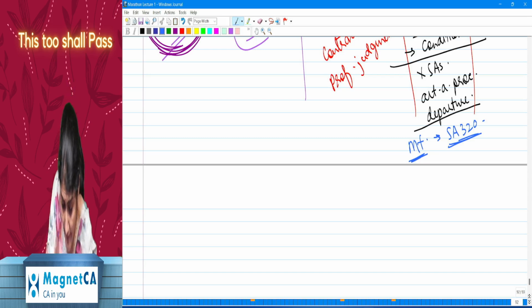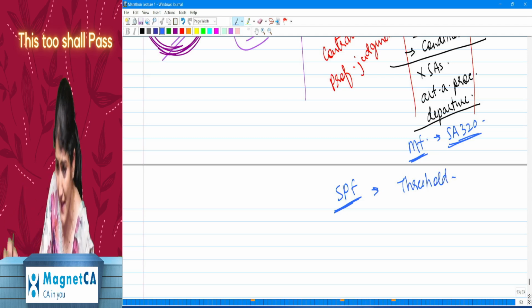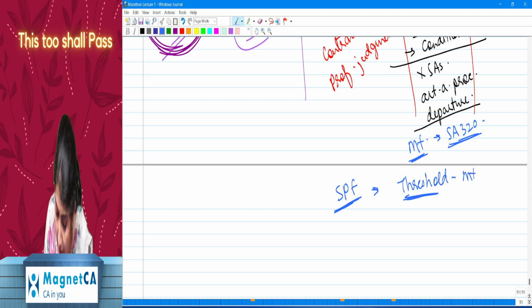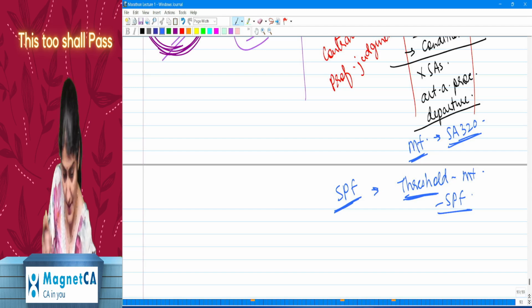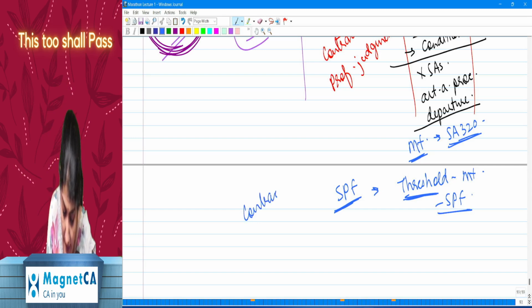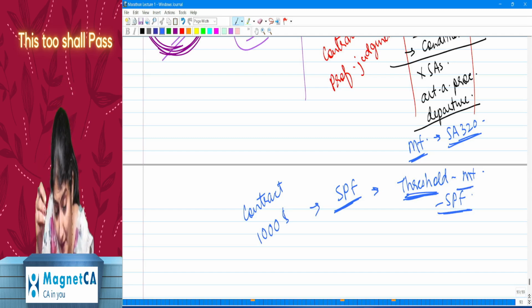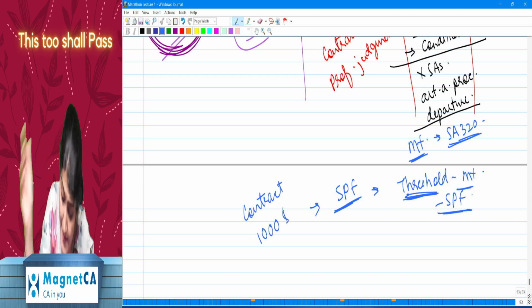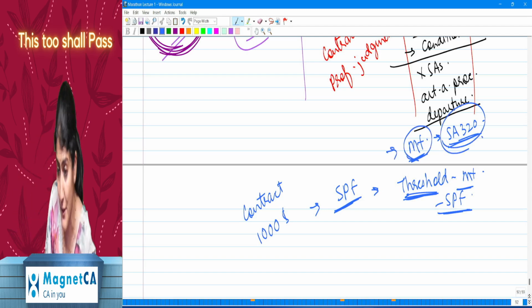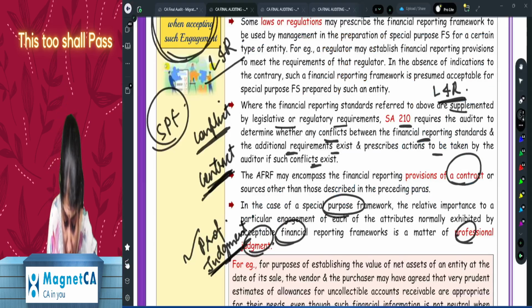Okay. Now, say the financial statements are prepared as per a special purpose framework, and in that framework the threshold of materiality, a different name for materiality, has been given. Say the level of materiality has been given in the contract: the materiality amount is to be taken as $1,000. Right. So now, when the level of materiality has been given in the special purpose framework, do I still need to consider materiality as per SA 320, or do I now only follow the threshold given under the contract?